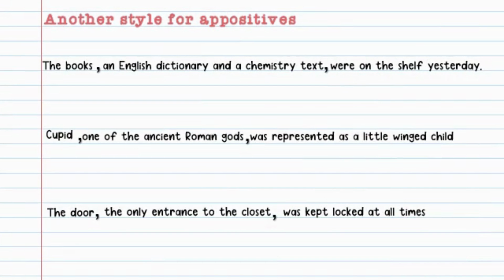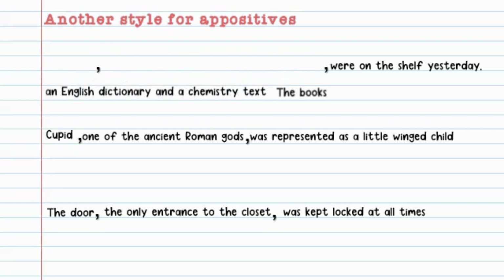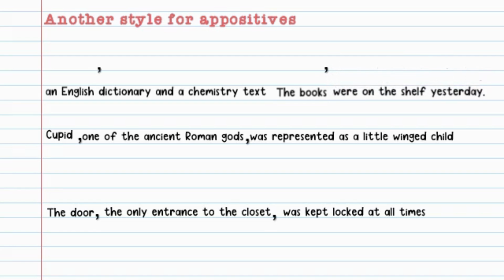When you take the TOEFL test and do the structure and written expression section, the appositive is not only placed between two commas. Sometimes it uses another style. So please take a look at these examples to see the other style for appositives. Sometimes the appositive precedes the subject. Just like in this first example: an English dictionary and a chemistry text, comma, the books were on the shelf yesterday. And this is the appositive, and it is a phrase.